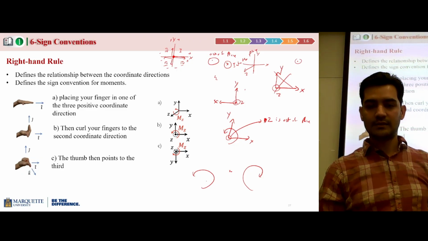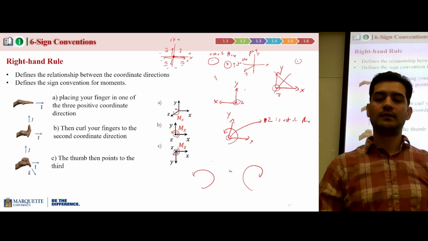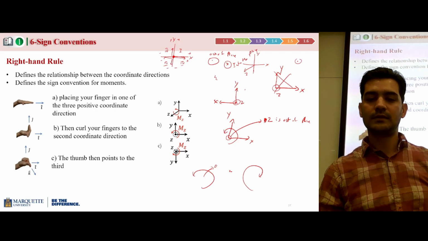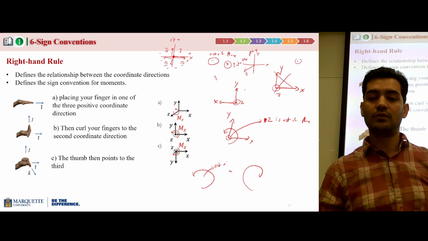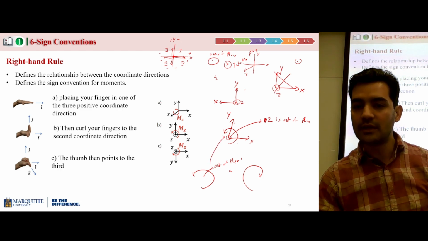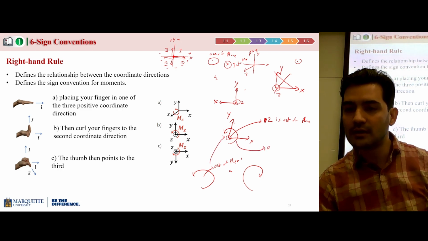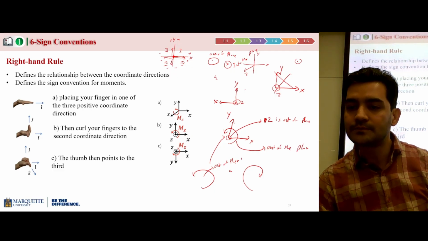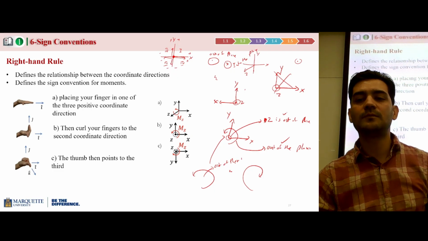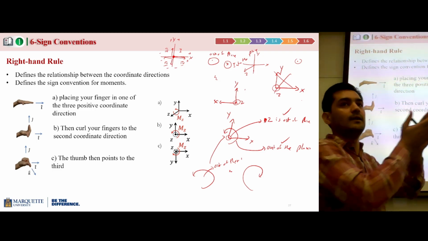So in this case, it's out of the plane, right? This is the direction, out of the plane. So that's the moment which is being drawn here. So what is the direction of the moment? It is also out of the plane. So this is also out of the plane, this is also out of the plane. So they have the same direction.